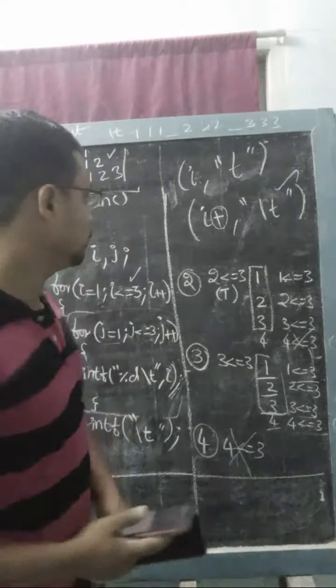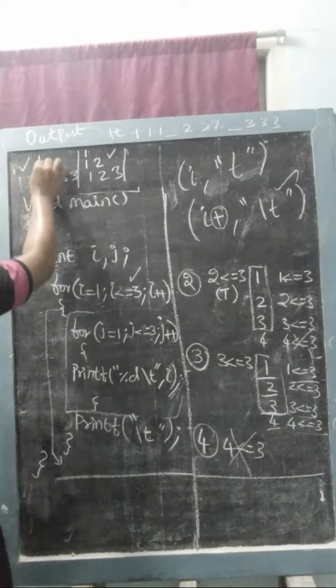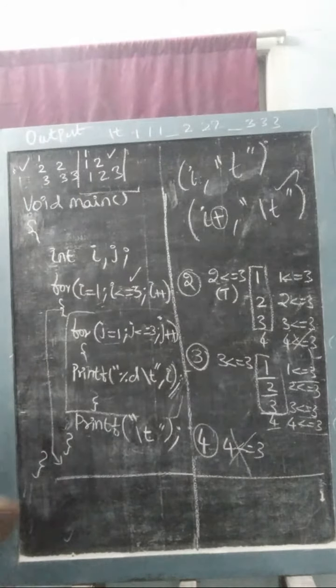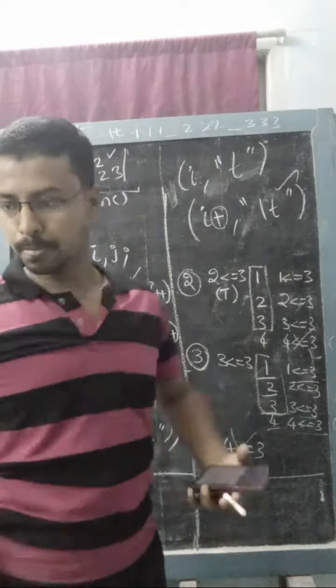Okay. Now we are going to see 1, 1 1, 2 2, 3 3 3. That's the thing we are going to see now. Okay. I'm just erasing this one.